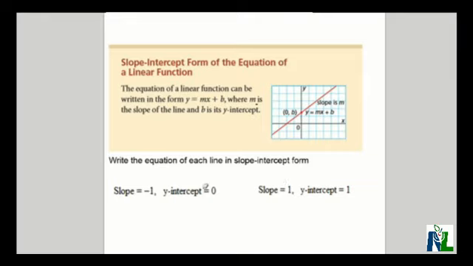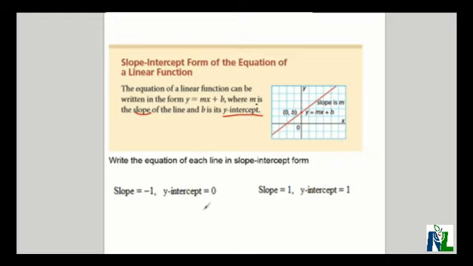We're now going to look at the forms of an equation of a line. And the first form we're going to look at is the slope-intercept form. The equation of a linear function can be written in the form y equals mx plus b, where m is the slope of the line and b is the y-intercept. So the name of this form is slope-intercept form, and it includes the slope and the y-intercept.